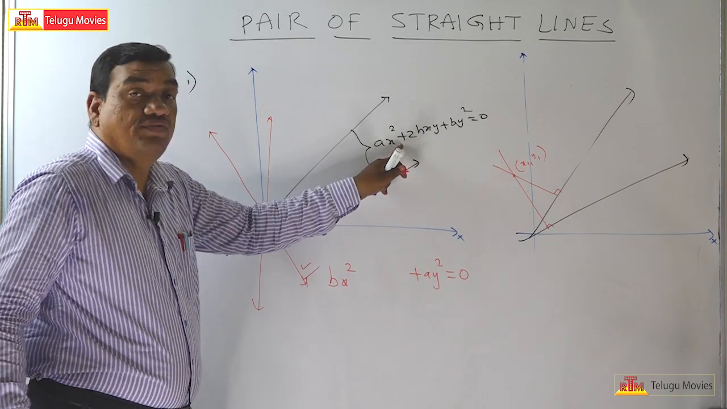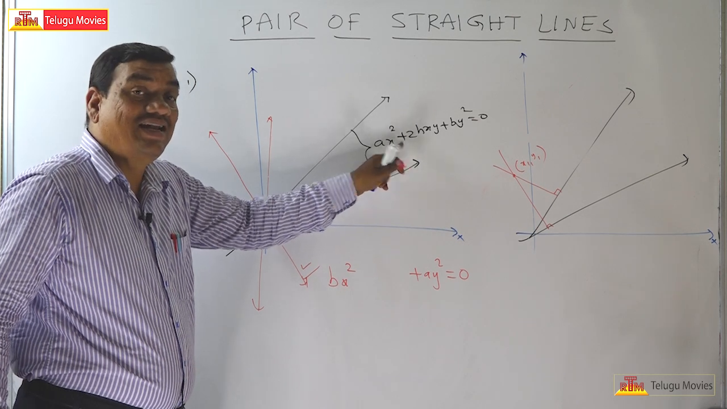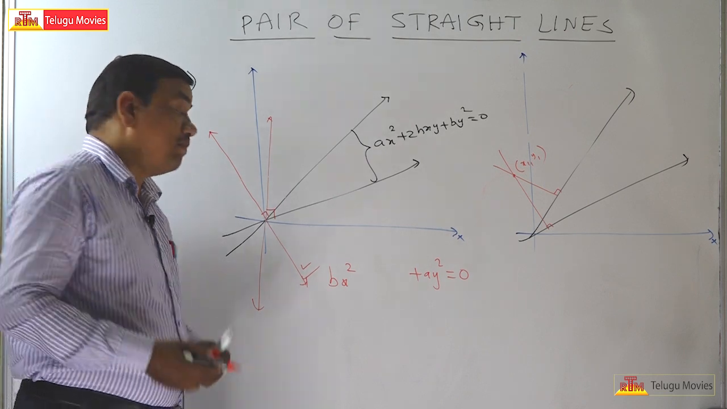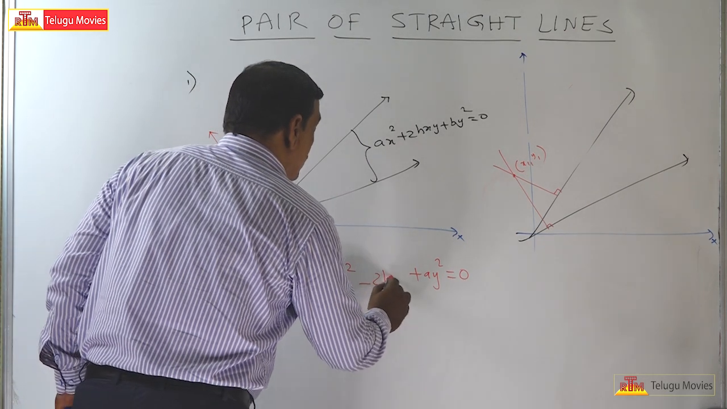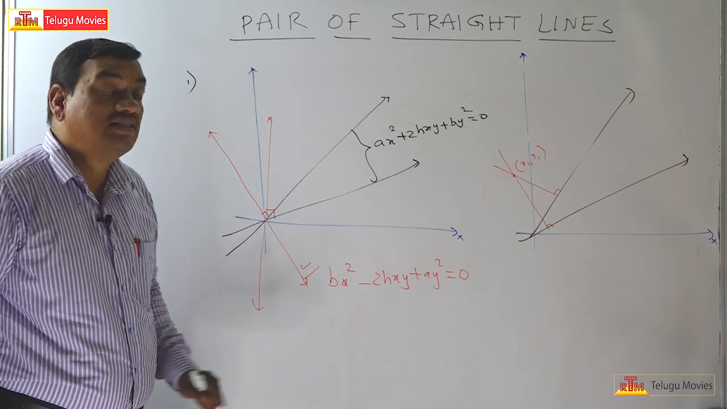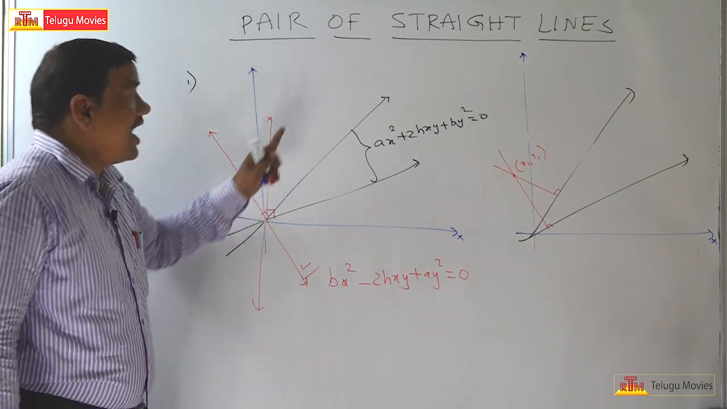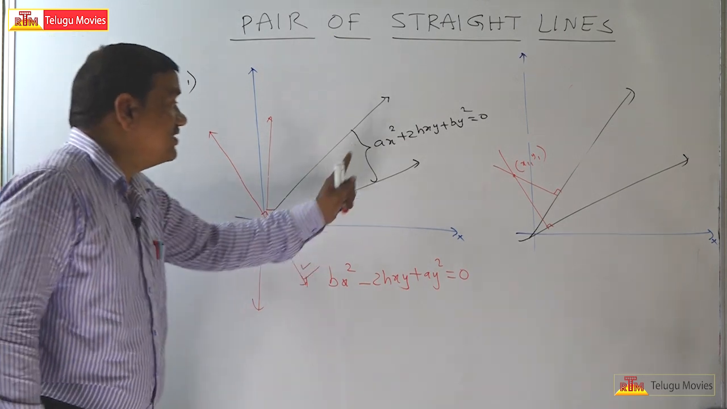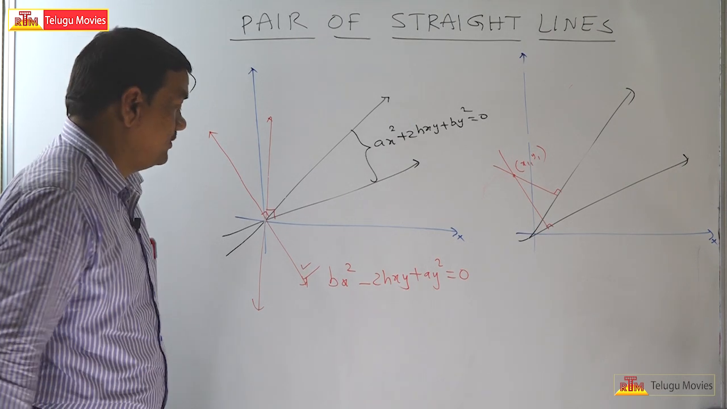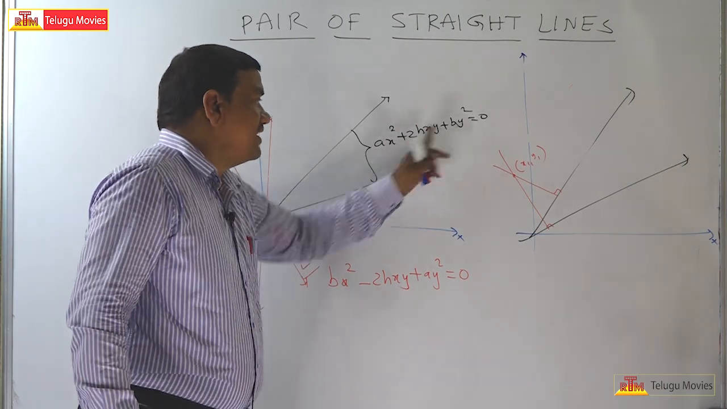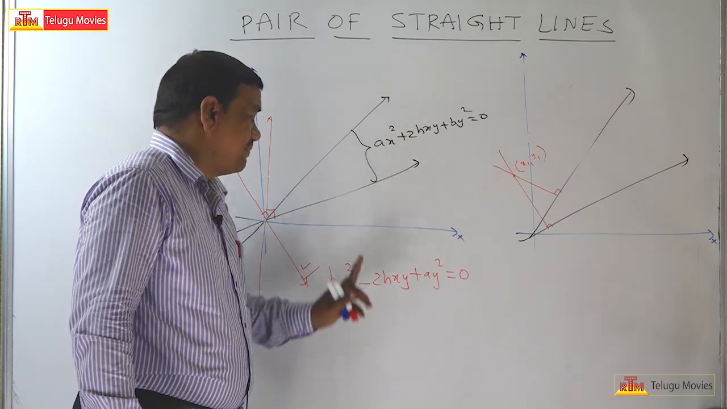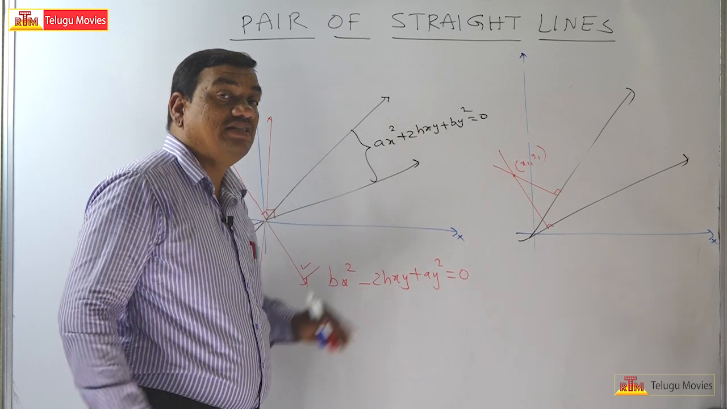Here the xy coefficient is there, plus 2h. What is the sign here? Plus. If it is plus, you write down minus. If it is minus, you write down plus. So this is equal to minus 2hxy. So this is the equation of the pair of lines passing through the origin and perpendicular to the pair of lines ax square plus 2hxy plus by square is equal to 0. Right. Just how to remember: interchange both a and b. In the center, if there is a plus, put minus. If there is a minus, put plus.